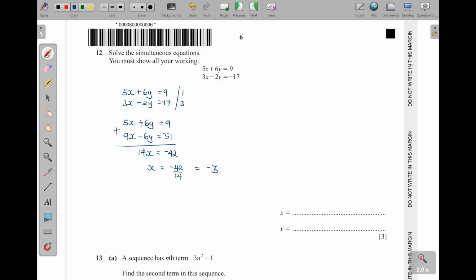And then we can substitute in any of the other equations. If I substitute in the first one, we have 5 into negative 3, then plus 6y is equal to 9. So meaning y is going to be equal to 9. This will be minus 15. So when it crosses, it's a positive 15. Then we divide by 6. Okay. Then 9 plus 15, that one will give us 24. Divide by 6, that one will give us a 4. So I will write this as x equals negative 3 and then this one as y equals 4.